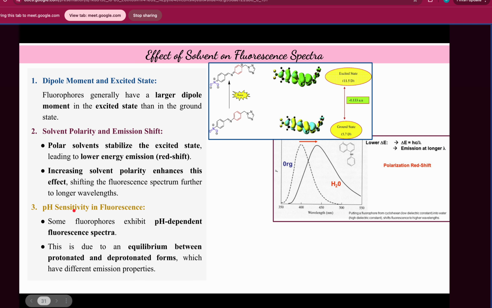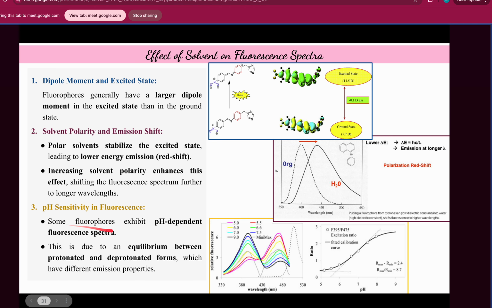The third thing is pH sensitivity in fluorescence. Some fluorophores exhibit pH dependent fluorescence spectra. This is due to an equilibrium between the protonated and deprotonated forms, which have different emission properties. So pH sensitivity is also important in fluorescence, and it influences the spectra. So these are the three reasons which can bring about a change in your fluorescence spectra.